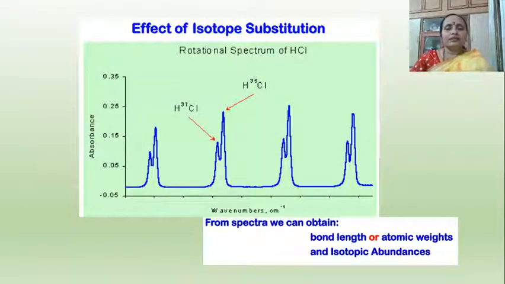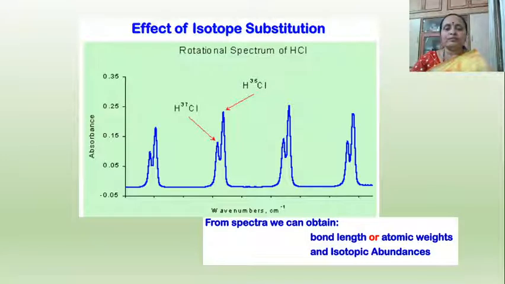We can see the effect of isotopic substitution in the rotational spectrum. Here this is for the heavier one. When I consider chloride, where the atomic mass is 37, I get the peak over here. That is, the difference is gone. And in the case of the lighter one, the separation is more, whereas in the case of the heavier one, the separation is less.